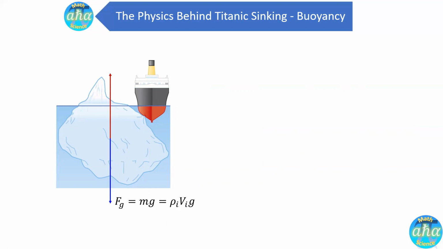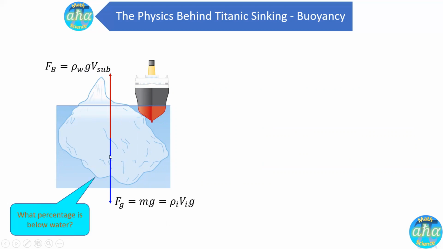The iceberg also experiences an upward buoyancy force, which is equal to the density of the liquid, which is just the density of seawater, rho w, times the gravity constant g, times the volume of the submerged portion. This is based on the Archimedes principle. So we now can analyze what percentage of the iceberg is actually below the water. Since the iceberg is in equilibrium, the two forces must be in balance. So the buoyancy force is equal to the force of gravity.